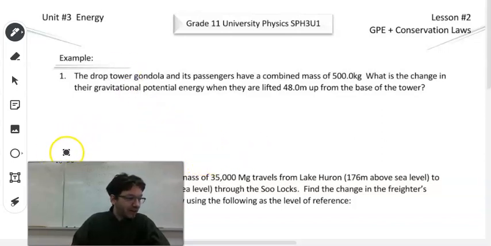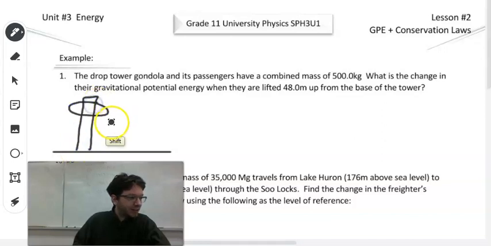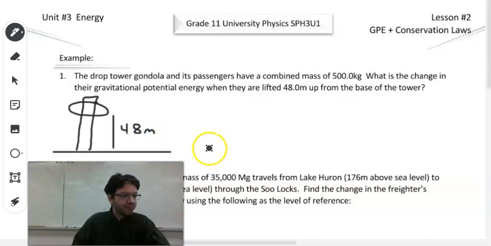All right, so here's the base of our tower. And let's say the tower is this high, okay, and it's raised to some height of 48 meters from the base. We can calculate that change in potential energy. So basically the base is where we're going to have the height be 0. And then the height at the top will be 48.